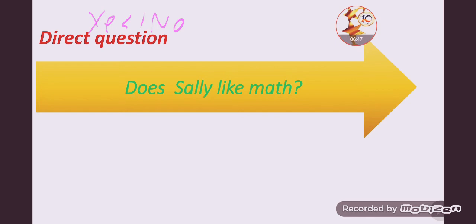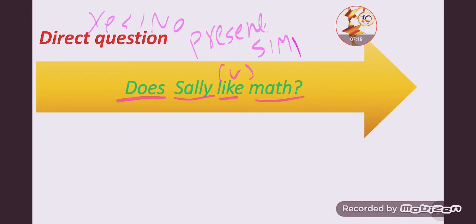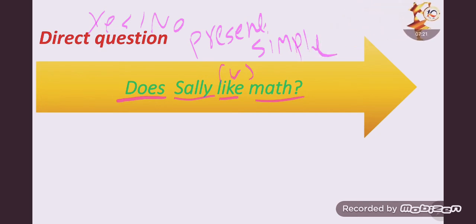For example, does Sally like math? Look at this question. It started with the auxiliary verb. Sally, the subject, like is the verb, and math. When I look at this question, first, as I told you before, whether it is a sentence or a question, you need to know what kind of tense we use in this sentence or in this question. يعني شو نوع الزمن اللي استخدمته. Here it is present simple question. إذا هذا بيحكي عن present simple question.